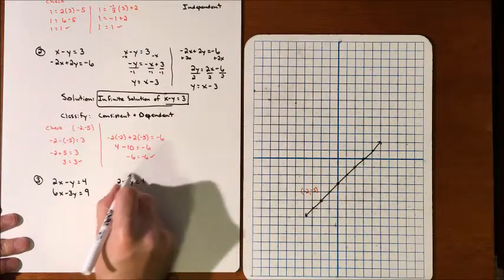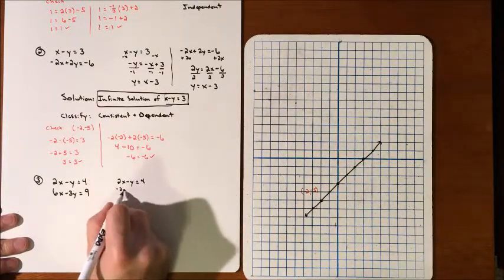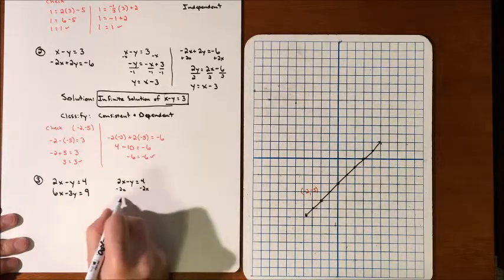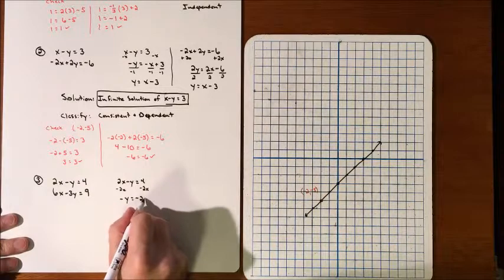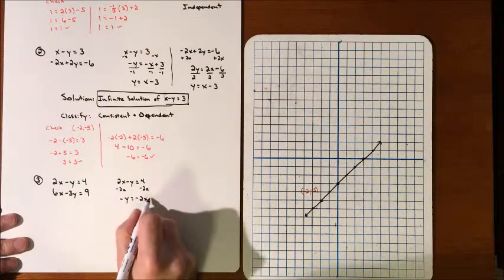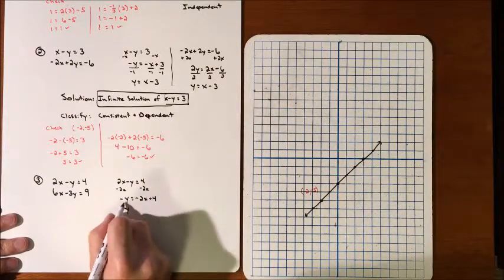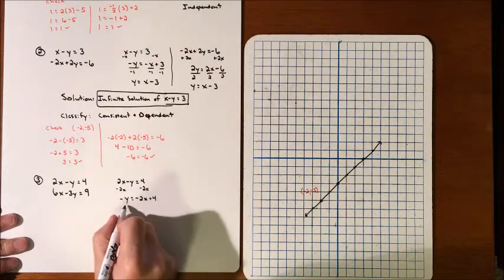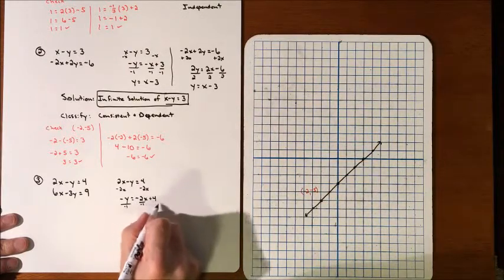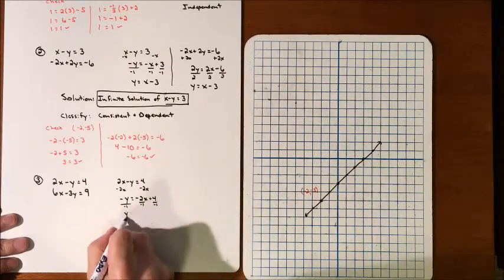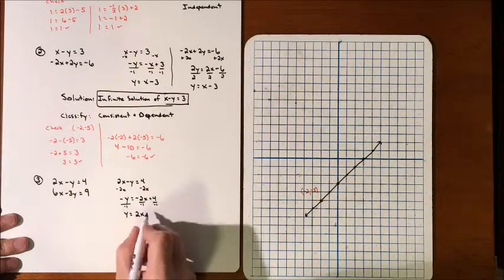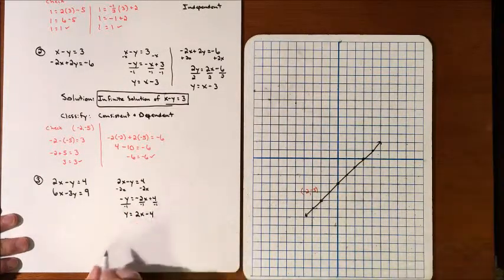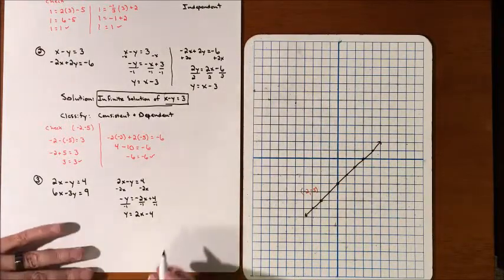Try to get y by itself. We'll bump the x over, so we'll subtract 2x to make that happen. And we'll have -y equals -2x plus 4. And we'll divide each term by a -1. So y equals, a negative divided by a negative is a positive, 2x. 4 divided by -1 is a negative. So our first equation is y equals 2x minus 4.